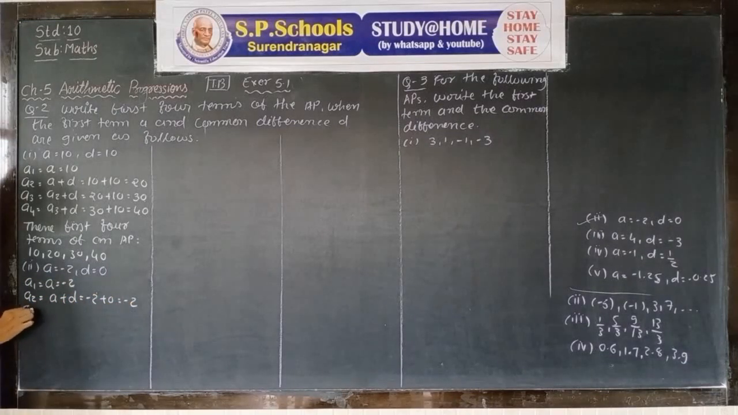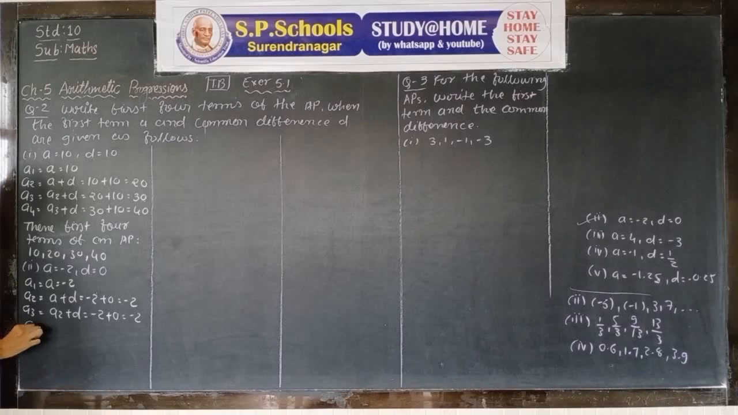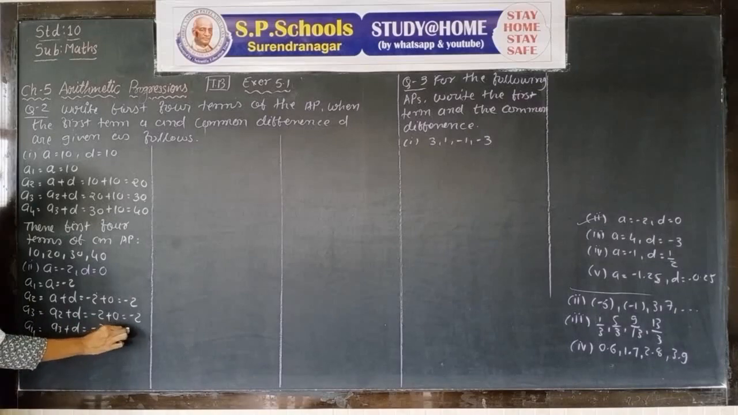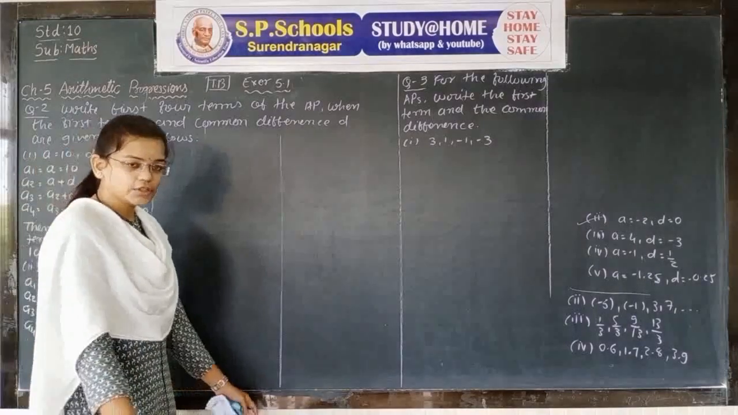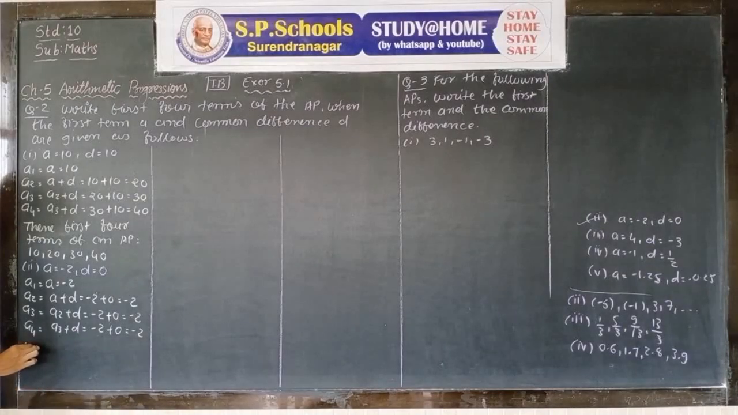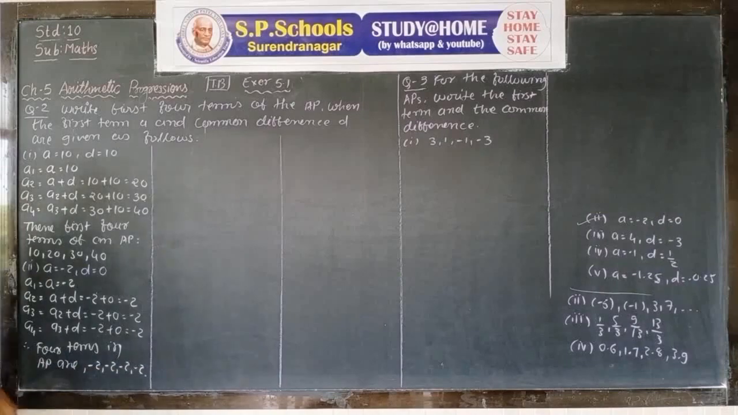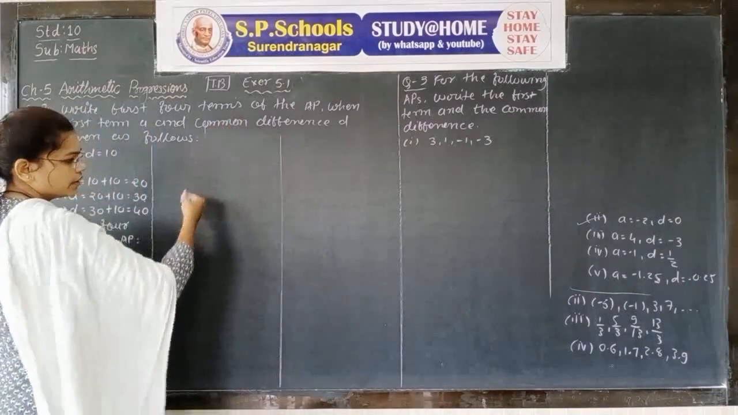Third term A3 is equal to A2 plus D, where A2 is -2 plus D, which is 0, again -2. Fourth term A4 is equal to A3 plus D, where A3 is -2 plus 0, which is -2. Hence the four terms of the arithmetic progression are obtained here. Therefore, the 4 terms in AP are -2, -2, -2, -2. Let's see the next number.